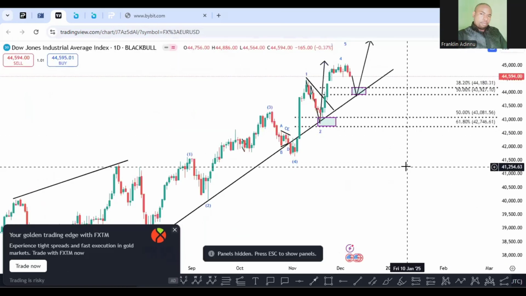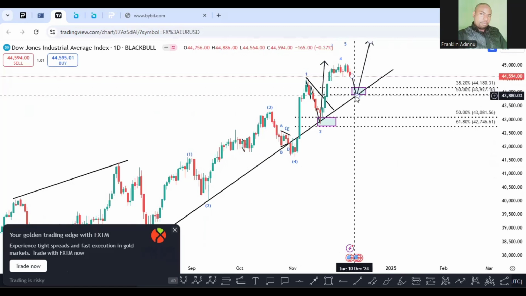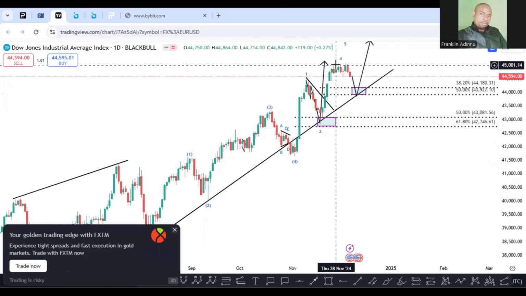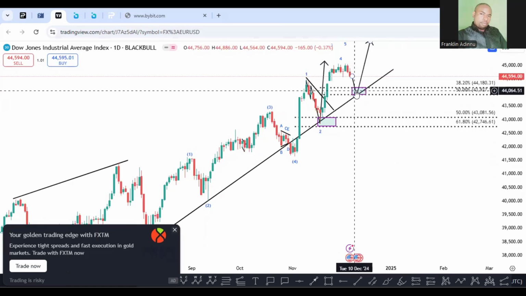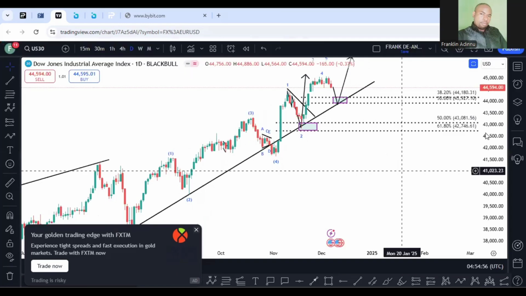US 30, Dow Jones, or US 30. So supposed to drop here. You're supposed to correct towards here. This is where I corrected. I bought from here to this very place. Supposed to correct again here. So we can buy from here again to another new high. That is all for this guy.